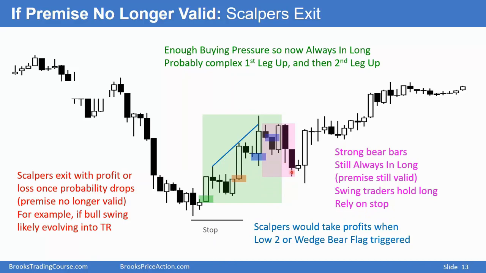A pair of strong bear bars, but possibly a higher low and possibly a 50% pullback. New bull trend, 50% pullback. The premise for swing traders looking for a second leg up is still valid, and swing traders would hold long, even though we have a pair of consecutive bear bars. It's a breakout test of this high, and it's about a 50% pullback, and both bear bars have tails below, so they're not especially big. This body is smaller than that body, so the reversal down is losing momentum.